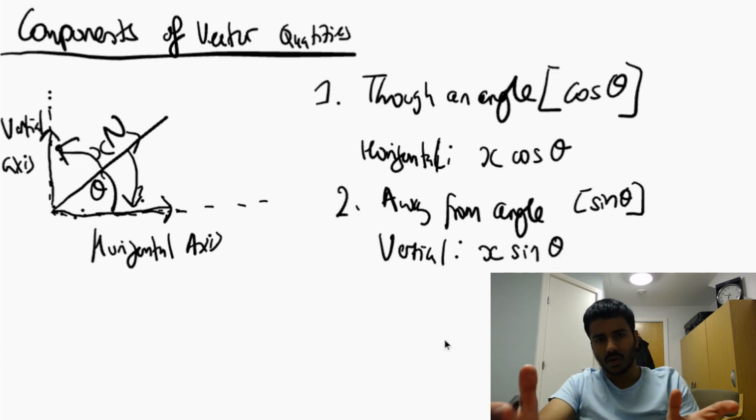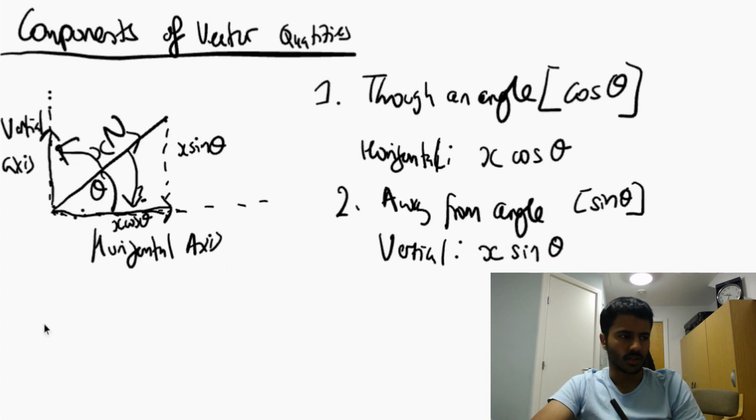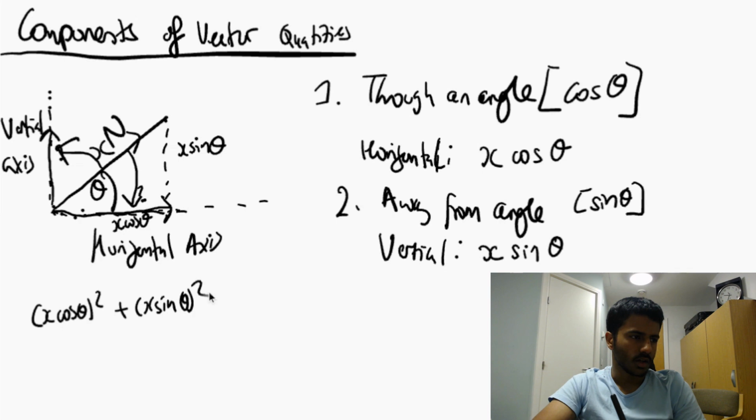Now, how do we know this works? Well, you know Pythagoras' theorem. You know that the bottom length is x cos theta, and the vertical length is x sine theta. We know that the actual length of the force is x newtons, so you can say that, due to Pythagoras' theorem, (x cos theta) squared plus (x sine theta) squared should give you the length of that original force.